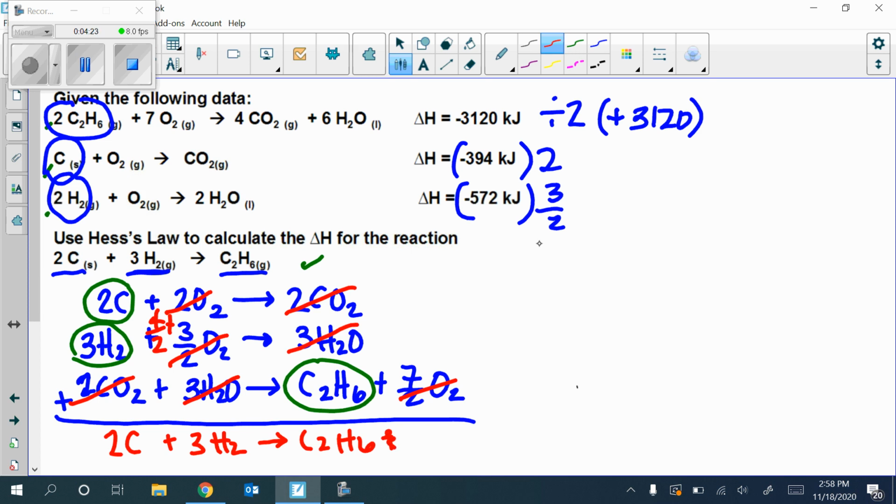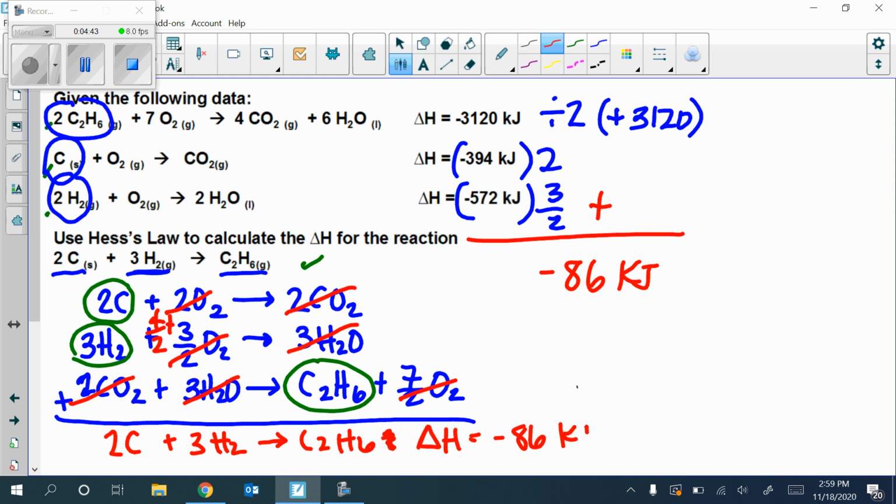And if I do the same thing and add all of my delta H values up, I can see that this is going to give me an exothermic reaction releasing 86 kilojoules of energy. So I would write my delta H is equal to 86 kilojoules being released.